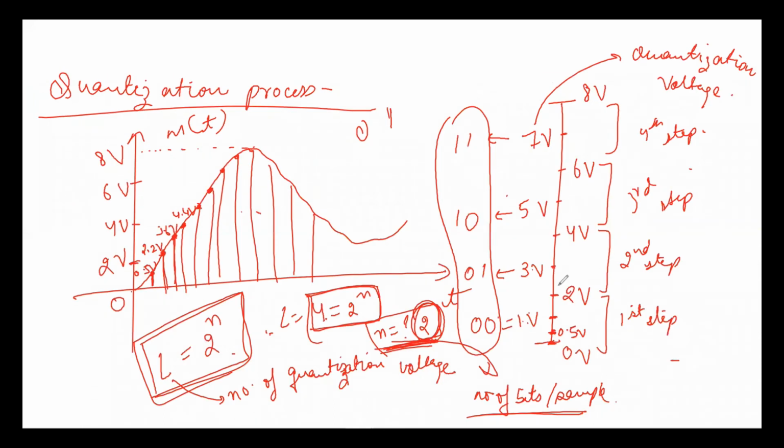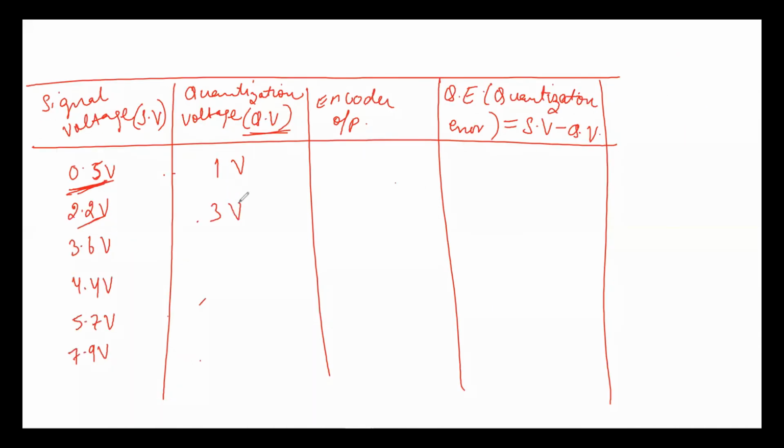So 2.2 will lie, I think, around here. It will be 2.2 volt. So what is the nearest quantization voltage? It will be 3 volt. The nearest quantization voltage of 2.2 volt is 3 volt. So for 2.2 volt, it will be 3 volt.